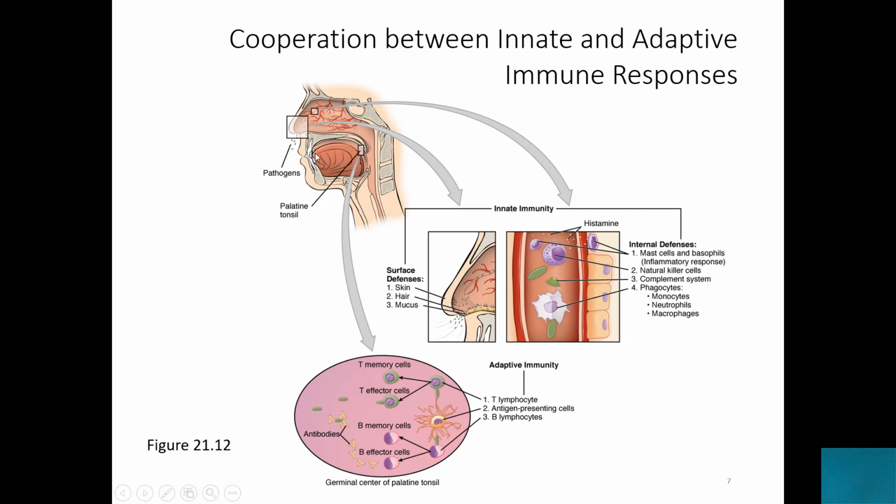When pathogens are already inside, right now they are in the throat right here, that inflammation and other parts of non-specific immunity will be killing them. And finally, if disease develops, adaptive or specific immunity will fight it and also memorize it for future. So next time, if we get that bacteria or virus, we will not develop the disease.